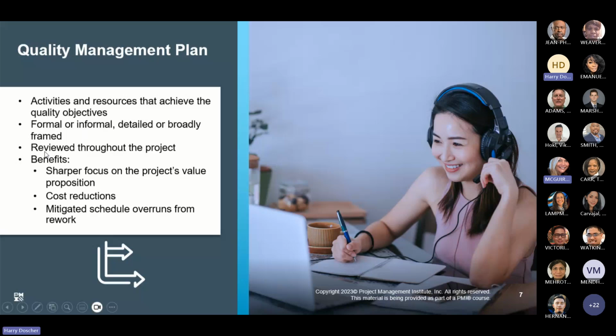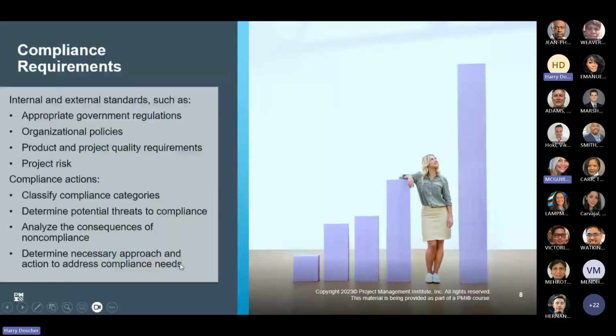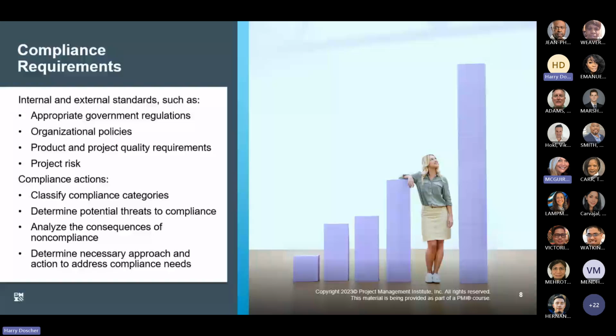And some of the benefits of a quality management plan being the sharper focus on the project's value proposition, and cost reductions due to being able to ship higher quality. And if the plan is laid out and followed, it can mitigate schedule overruns from rework. I've seen a lot of predictive projects go through a lot of rework.